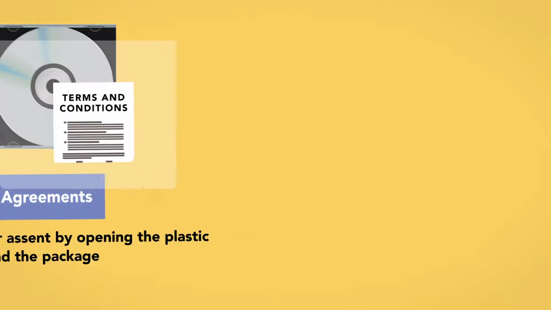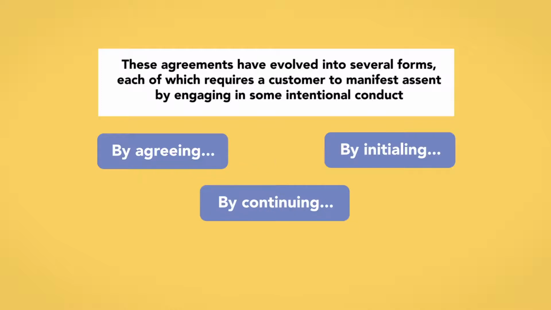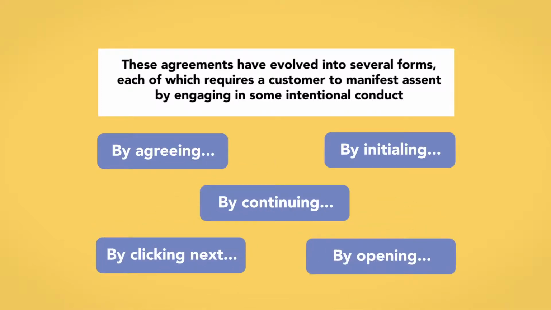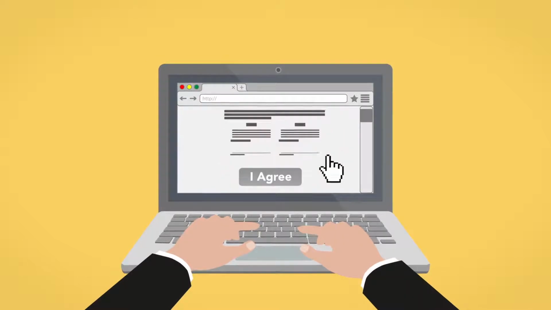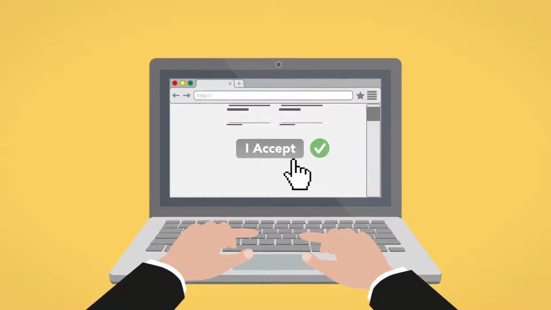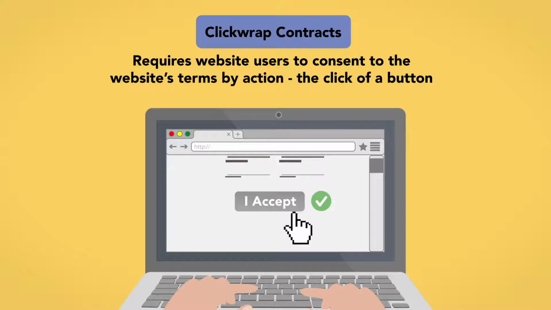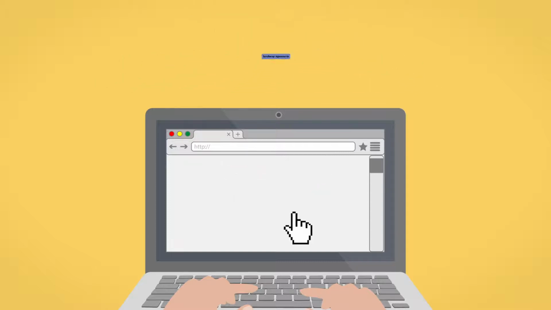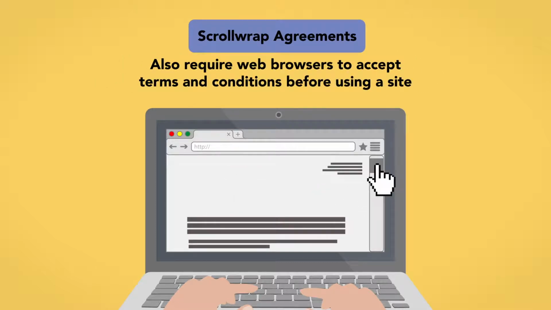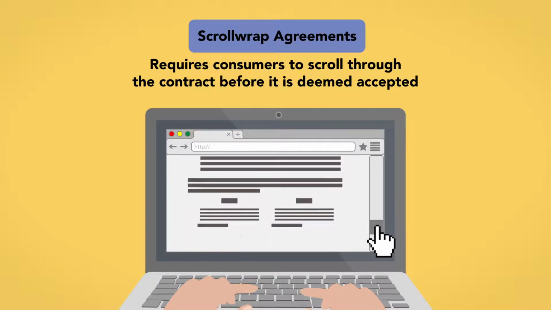These agreements have evolved into several forms, each of which require a customer to manifest assent by engaging in some intentional conduct. For example, some websites require visitors to accept their terms and disclosures by clicking "I agree" or a similar prompt that appears on web browsers' screens. These agreements, deemed click-wrap contracts, require website users to consent to the website's terms by action, the click of a button. Scroll-wrap agreements also require web browsers to accept terms and conditions before using a site. However, rather than clicking a button, scroll-wrap requires consumers to scroll through the contract before it is deemed accepted.